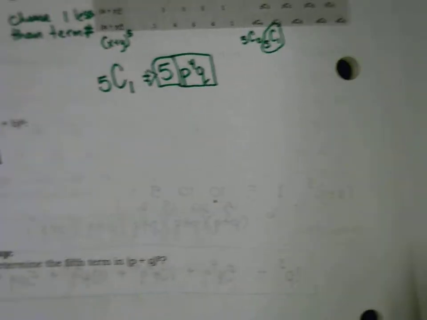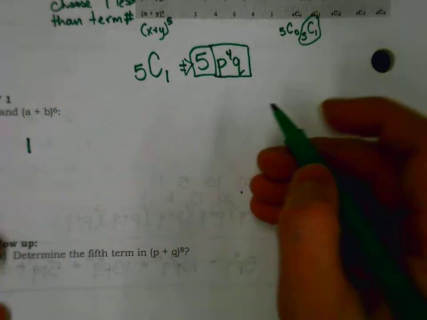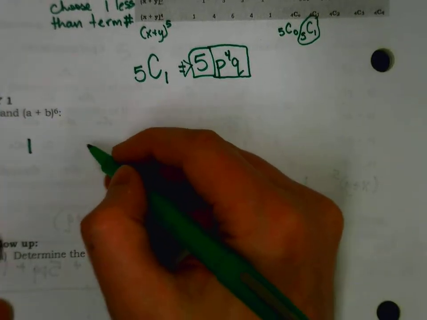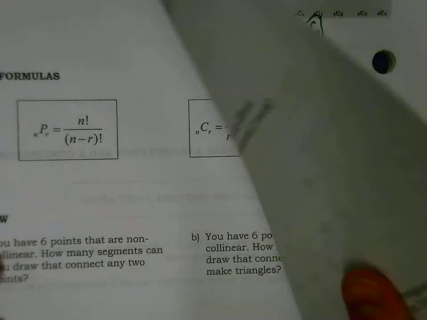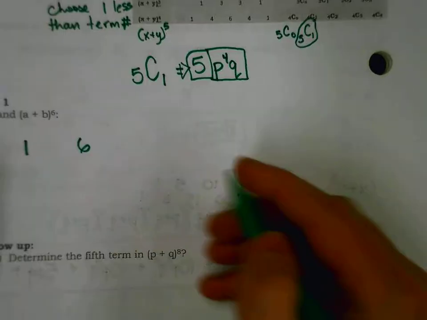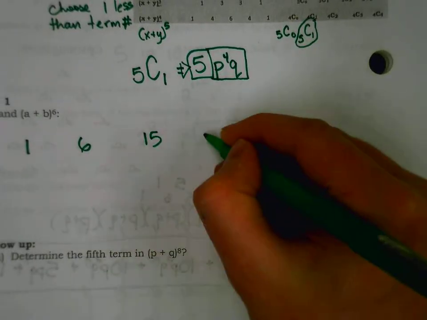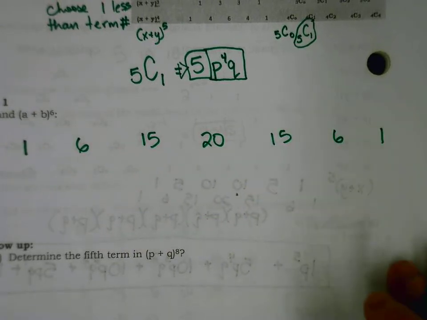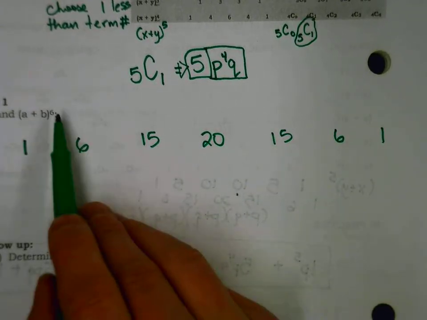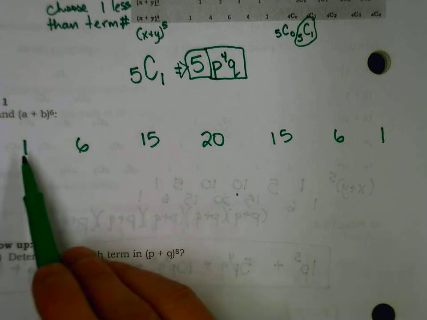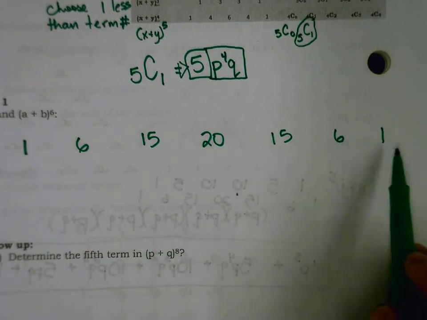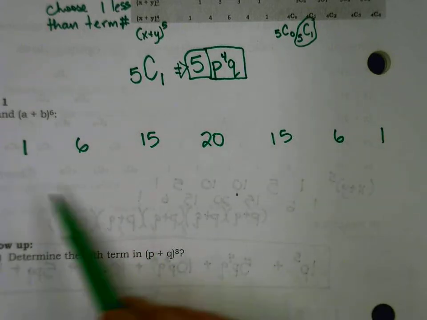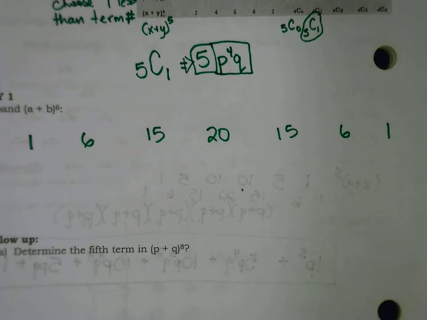So you may pause the video if you'd like, otherwise continue with our 1, 6, and I'll have to flip back, 15, 20, 15, 6, and a 1. Make sure I didn't miss anything. To the power of 6 means we should have 7 terms, 1, 2, 3, 4, 5, 6, 7, and it ascends and descends symmetrically, so we should be good.